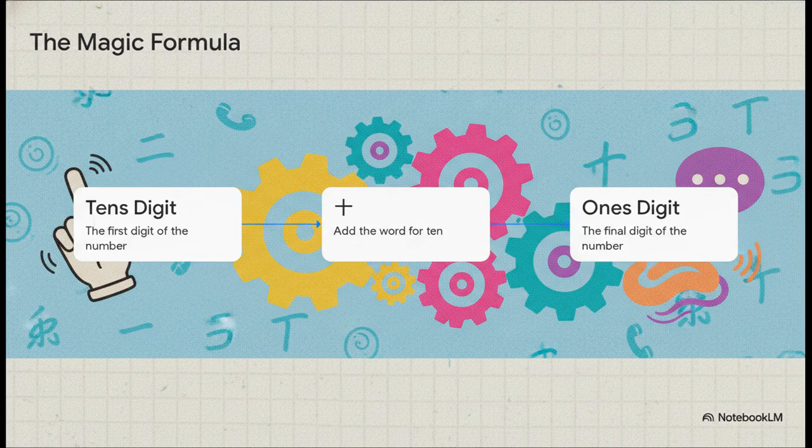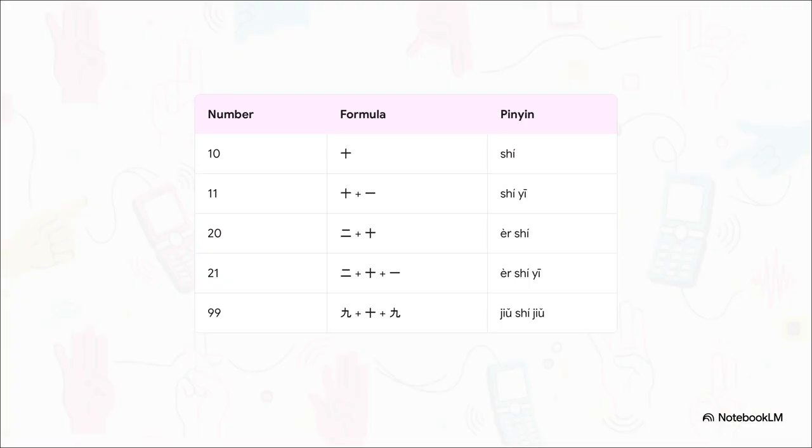Tens digit plus 10, which is shi, plus the ones digit. It is pure, simple math. It's amazingly easy to scale up using that exact formula. Think about 11. It's literally just 10 plus 1. 11. 12? 20, that's simply 2 tens. 20. If you want 21, it's 2 tens and 1.